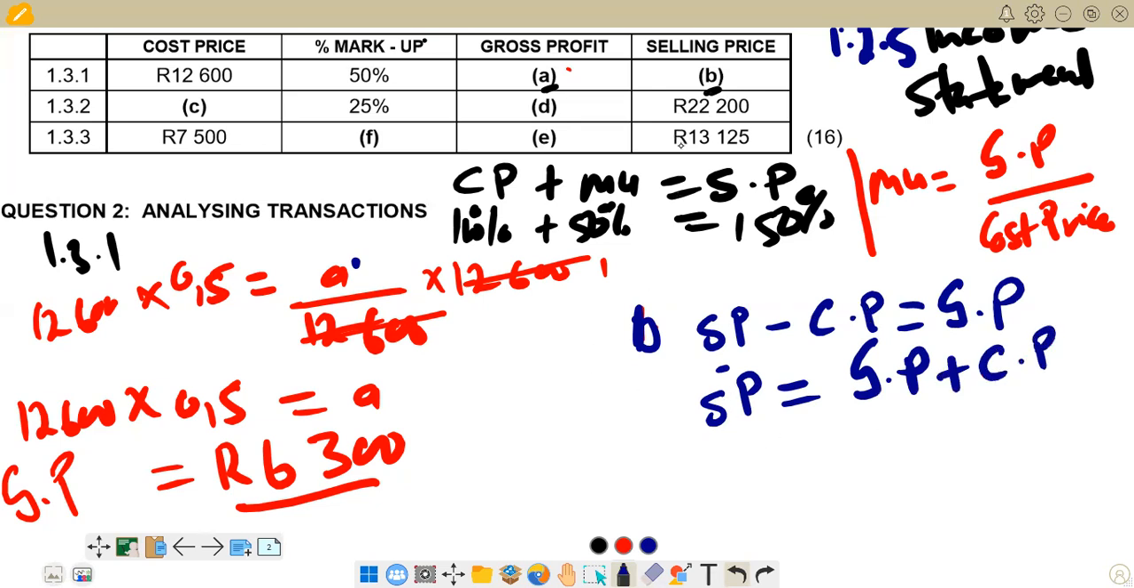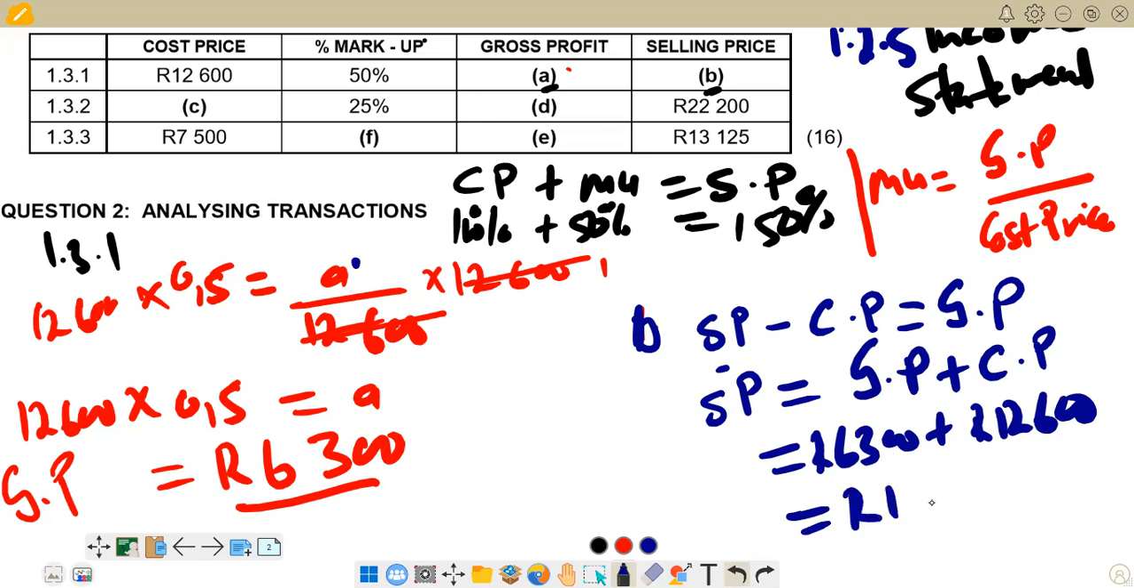So for our selling price, which is our B, the figure for gross profit is the one that we calculated here, which is 6,300. Then we add our cost price, which is 12,600. Let's try to calculate that one. We get 18,900. So this one becomes our selling price. So we can move on to the next one, which is 1.3.2.